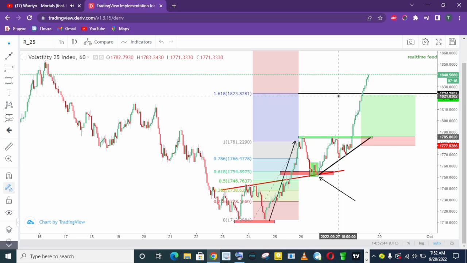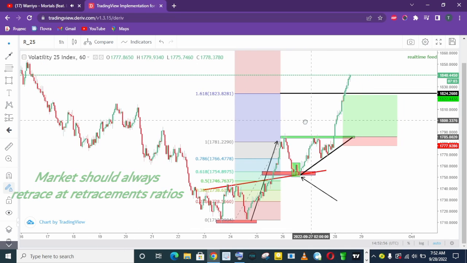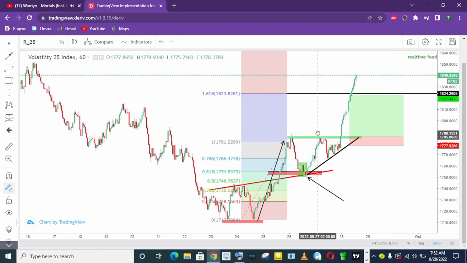And as you always hear from the name, retracement ratio, therefore the market must always come and bounce at that retracement ratio in form of a pullback, then continue all the way up, as you can see here. So this one is a continuation strategy. We've got a lot of different strategies.